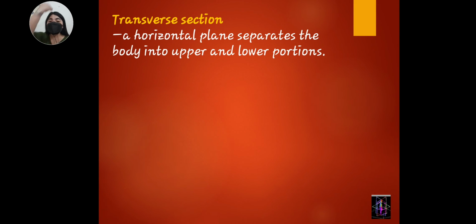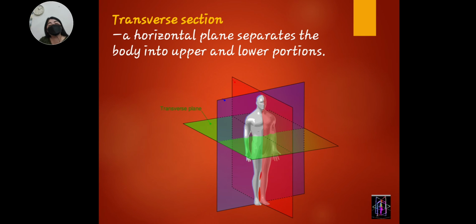If the sagittal is in this part, because you are separating the right and the left, and the coronal is this part, because you are separating the front and the back, the transverse section is the horizontal plane that separates the body into upper and lower portions. The best example is a manananggal. The manananggal shows the transverse section, dividing your upper part and your lower part. So that was the transverse section.